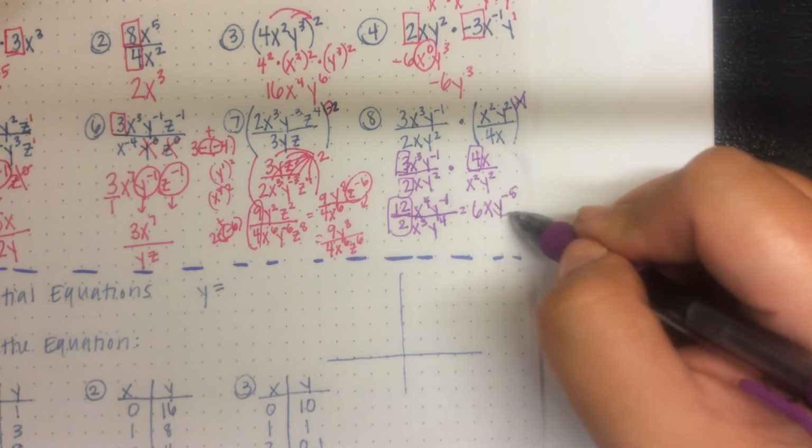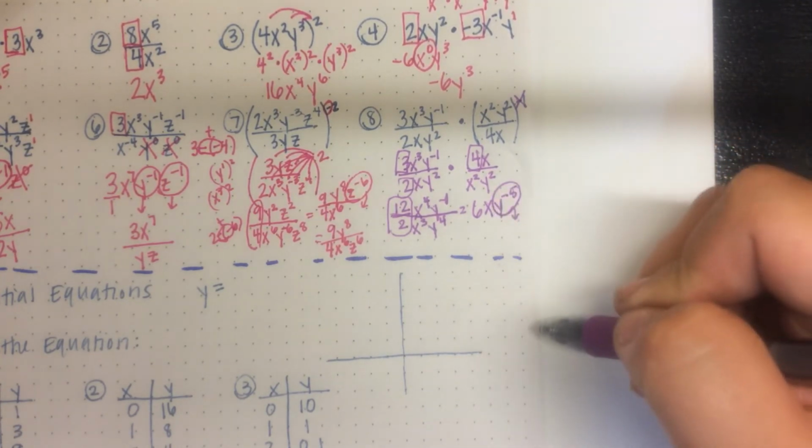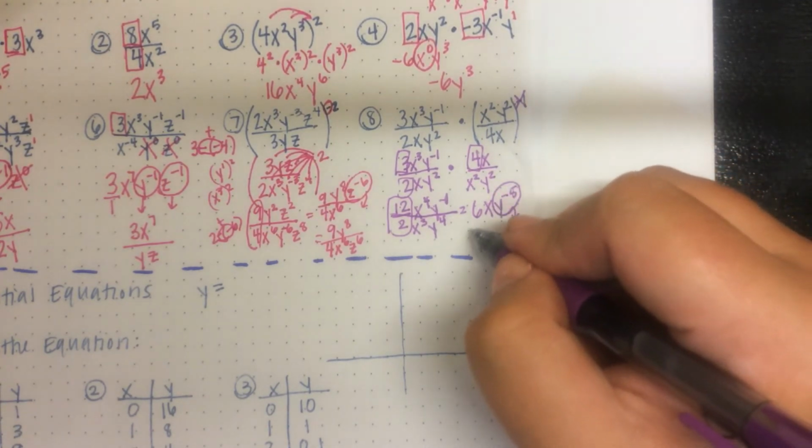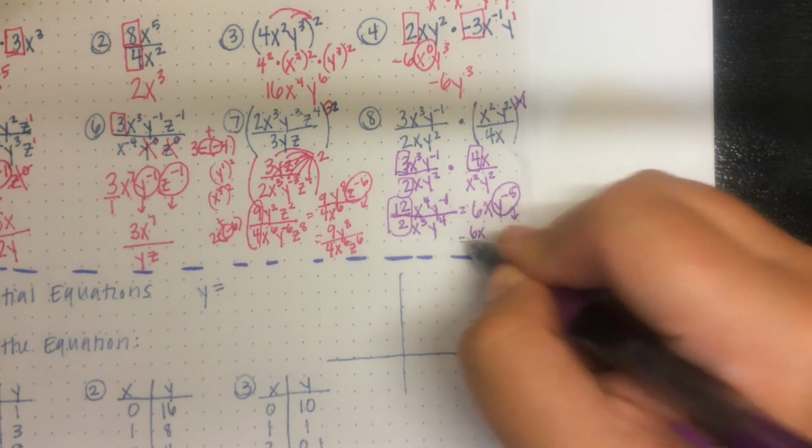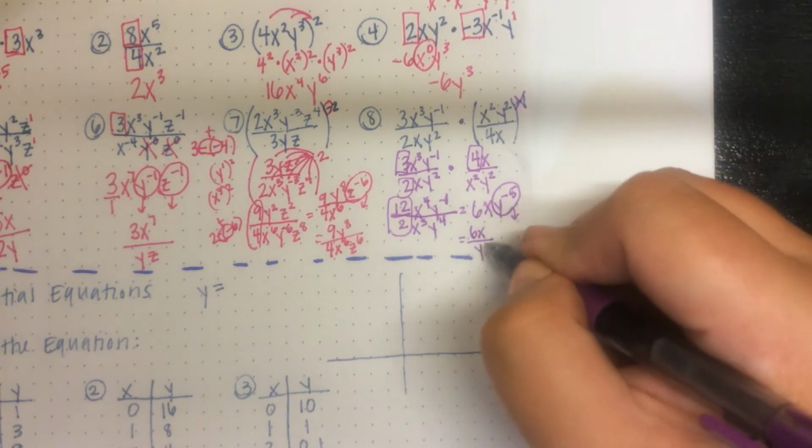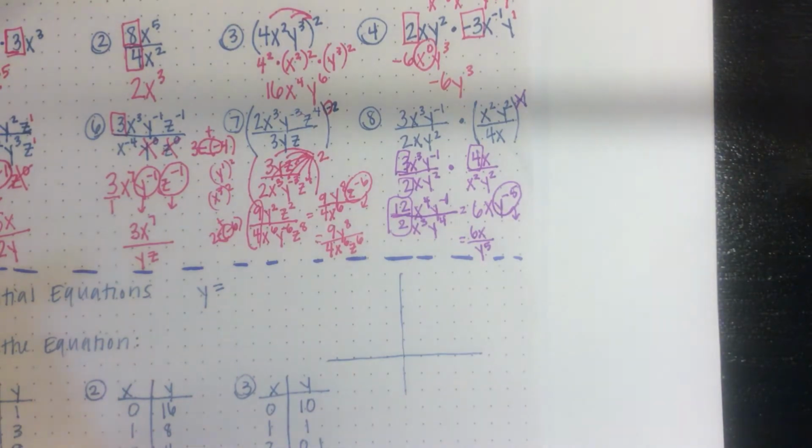Almost looks good, except for this negative here. Got to move that one down. So I'm going to end up with 6x up top, and then a y to the 5th on the bottom, because there's nothing else on the bottom there.